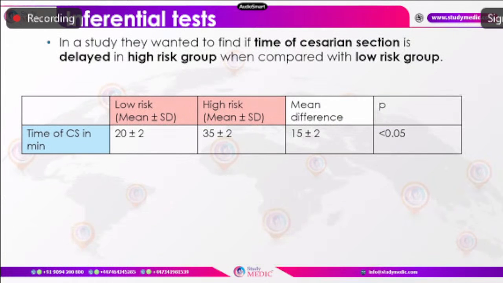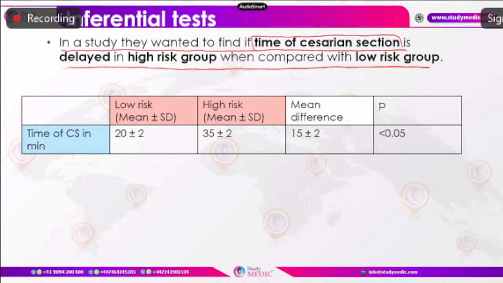Now, let us see these tests. Suppose in a particular study, they wanted to find whether the time of cesarean section is delayed in the high risk group when compared with the low risk group. Now, what is the variable that we are observing here? It is the time of cesarean section, and that is a continuous variable. The groups in which this time of cesarean section is recorded are the high risk group and the low risk group.